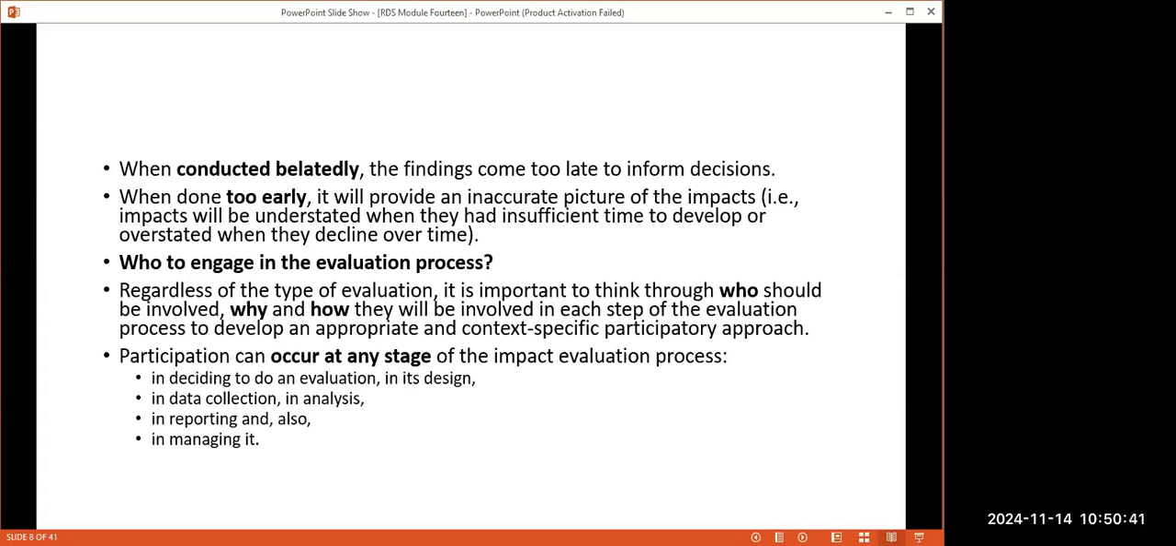The bottom line is don't do it alone. Get those who are important stakeholders and involve them. Now, this is how participation can occur. You can help them participate in deciding whether to do an evaluation.